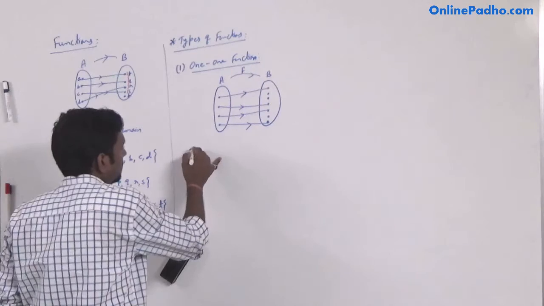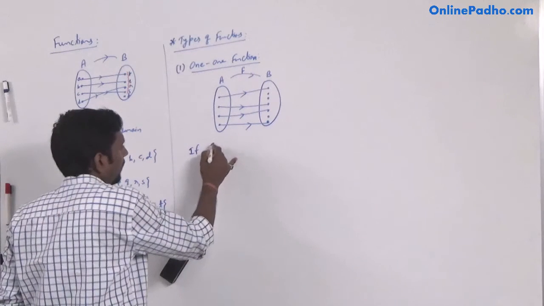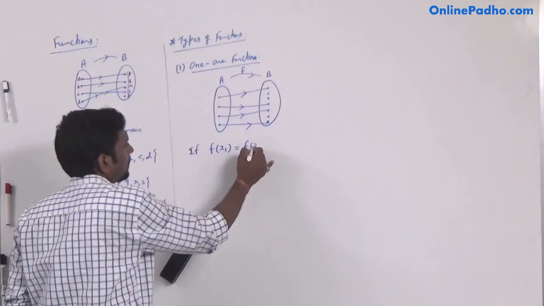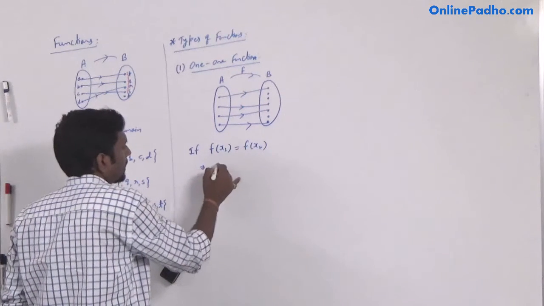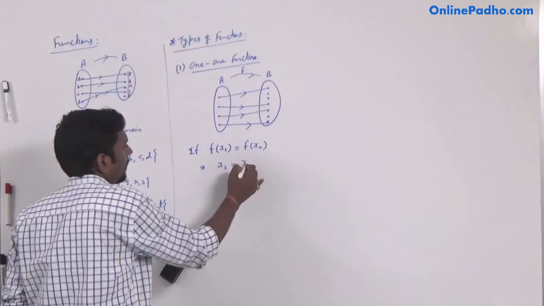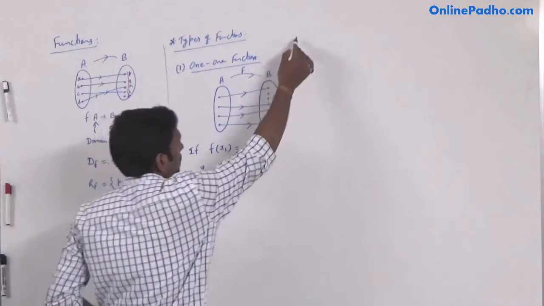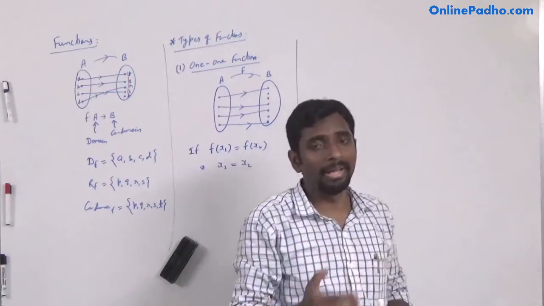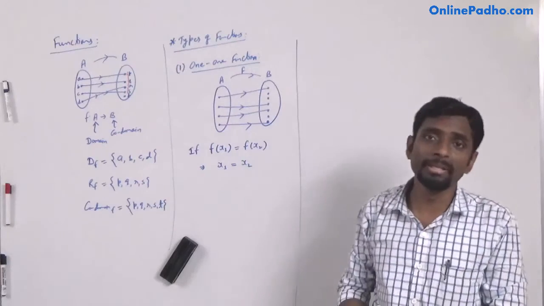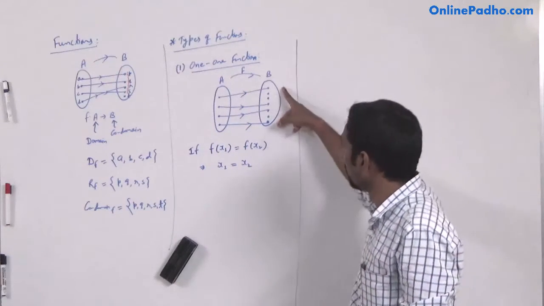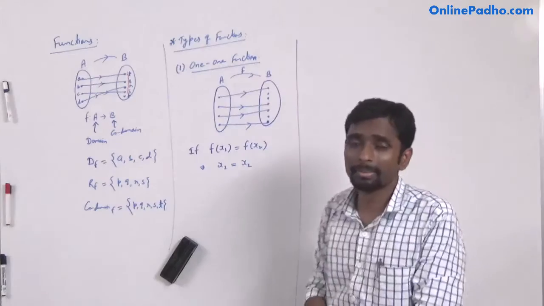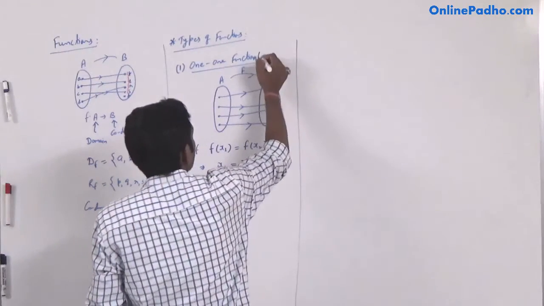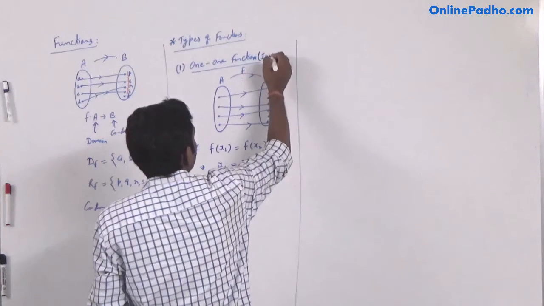And how can we say that the function is one-one? If f(x1) is equal to f(x2) implies that x1 is equal to x2, then we can say that the function is a one-one function. For one element in the domain, there must be a unique image in its codomain. This is called the one-one function. This function can also be called an injective function. This is also called injective.